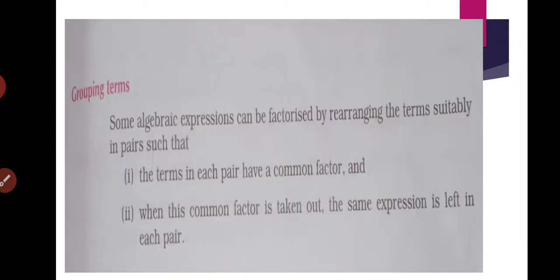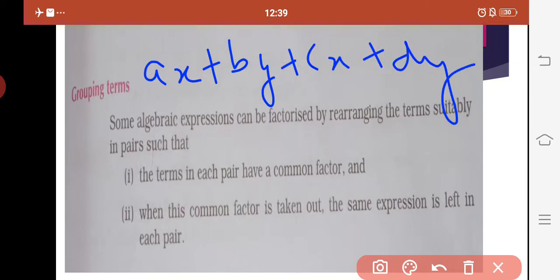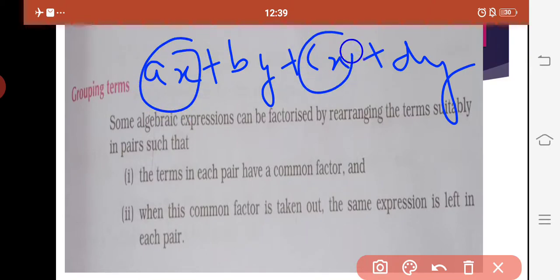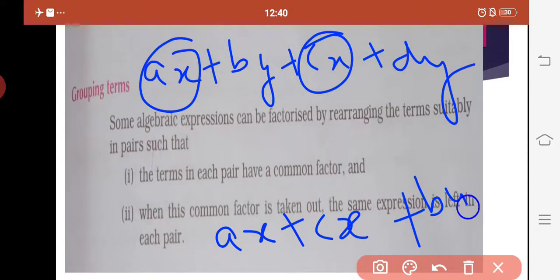So here are some of the steps that one needs to follow. The very first step is that the terms in each pair have a common factor. For example, if I have an algebraic expression as ax plus by plus cx plus dy, we have to make the groups in such a way that each consists of one common term or factor. So here ax and cx, we will bring them together and make one group. And then the other group is by and dy, because here y is common. In such a way we are making the groups.